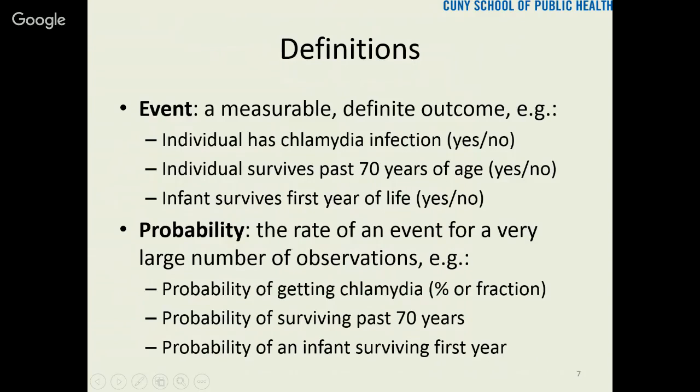Now we've got our examples. Let me give you some definitions. An event is a measurable outcome. So this is whether or not the individual has chlamydia, has cancer, survives past a certain age. And this is not just in screening tests. An event is an important concept in probability. It is an outcome. It's something that either happens or it does not. It's something that you observe and it has a real value.